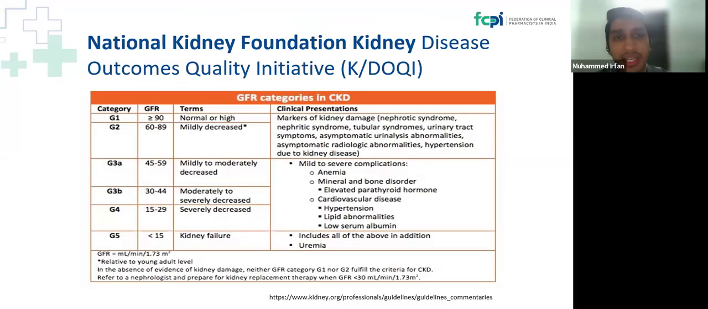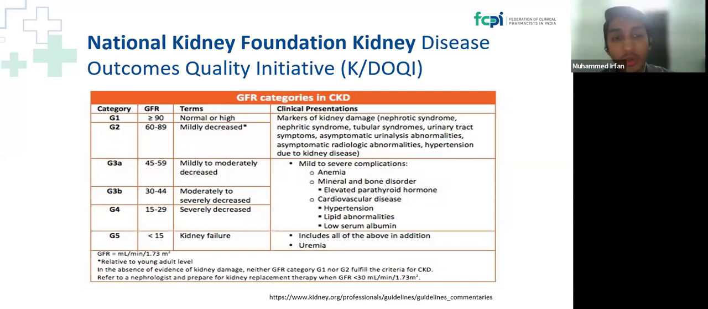Okay, the National Kidney Foundation Kidney Diseases Outcomes Quality Initiative has also classified the GFR categories in the CKD, that is G1, G2, G3A, G3B, G4, and G5. They have classified according to the GFR range, that is the glomerular filtration rate. And also they have given the clinical presentation, which we have said in the previous slides.